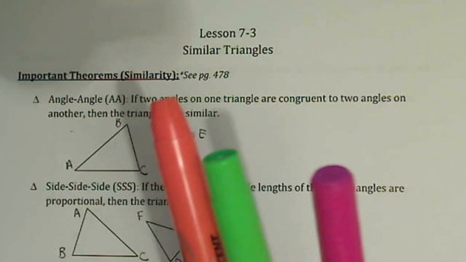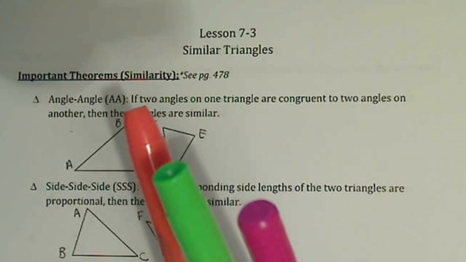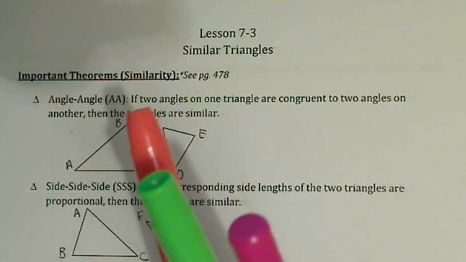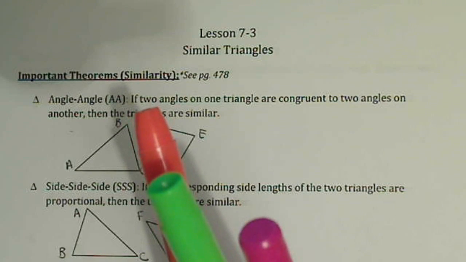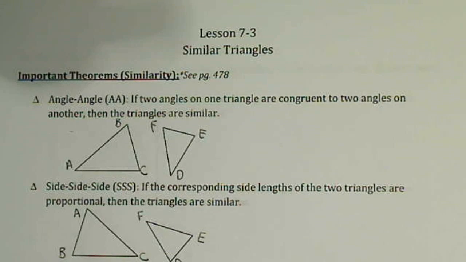Again, three colors for today. We're going to highlight certain parts on our triangles to prove these different theorems. So, the first one is called angle-angle. This one is where you have only angles, no sides, but it says that if two angles on one triangle are congruent to two angles on another, then the triangles are similar. It doesn't mean that they are congruent.